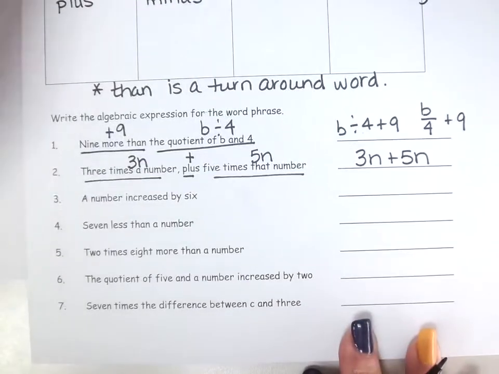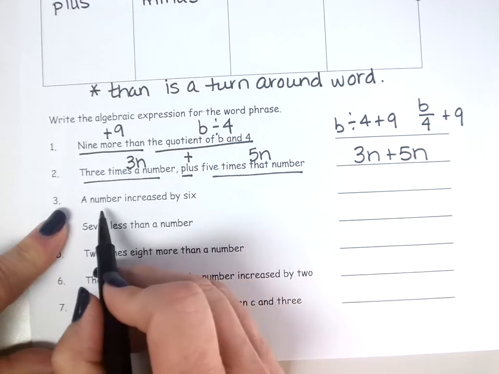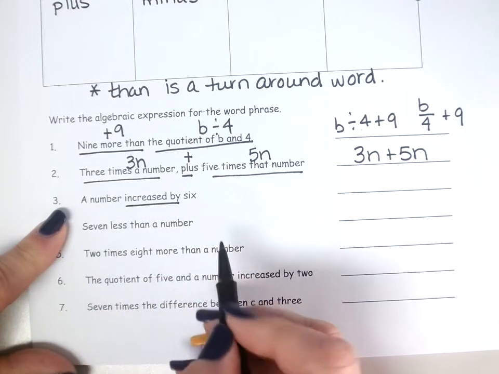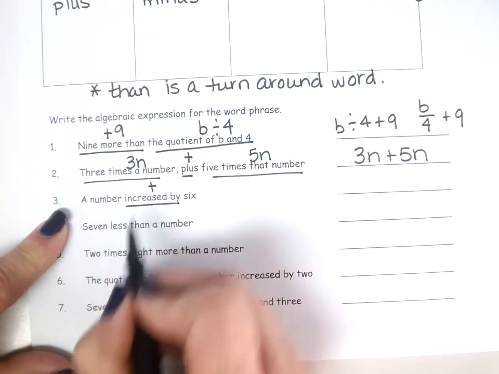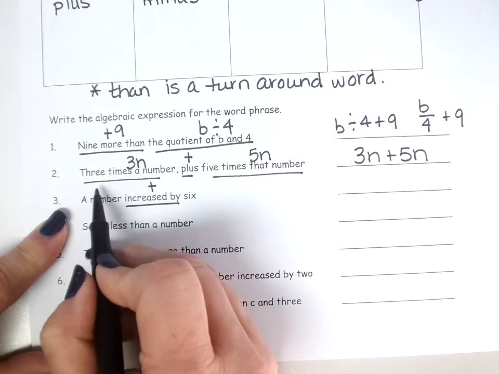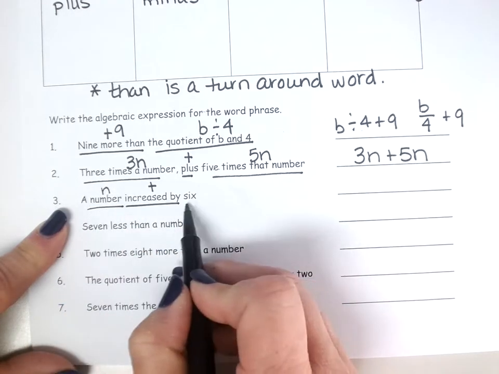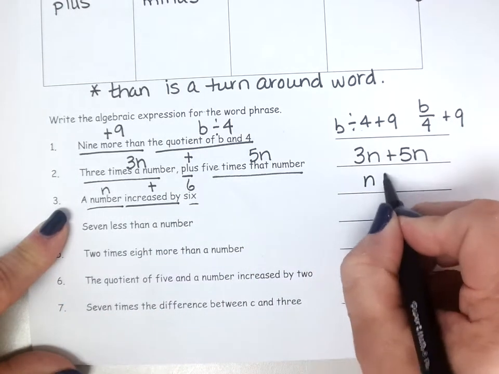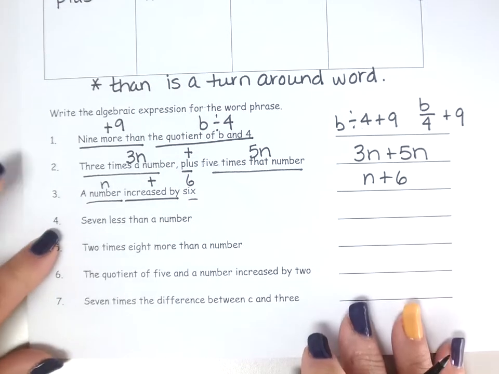I'm not real good about reading it one time through and automatically being able to just write what the expression is. A number increased by 6. Okay, increased means add, right? And then if I don't know the number, I just put a letter, and then you have a 6. So this one's just n plus 6. That was an easy one.